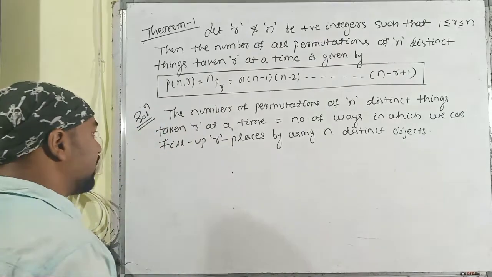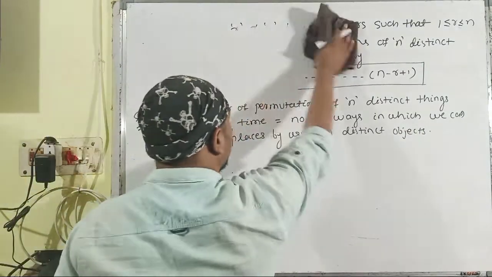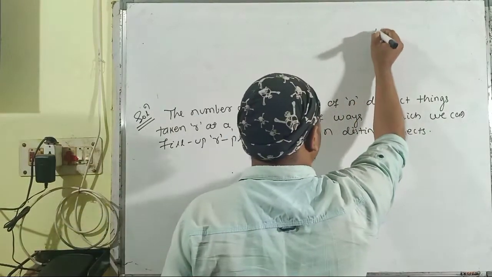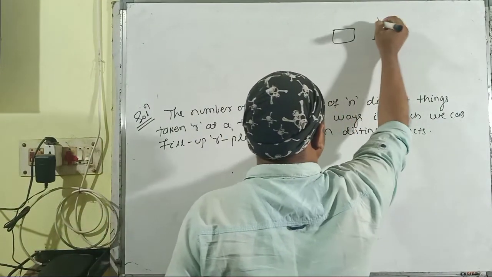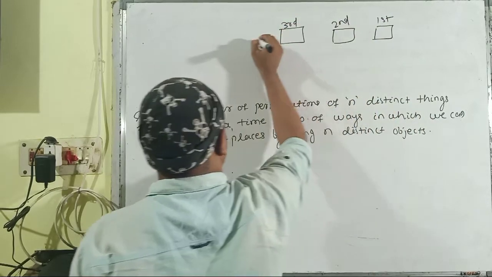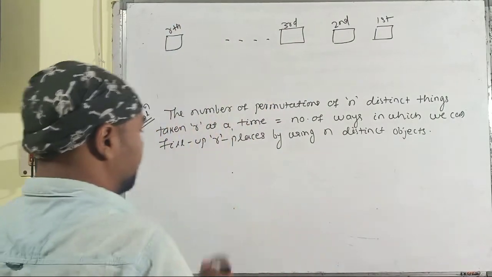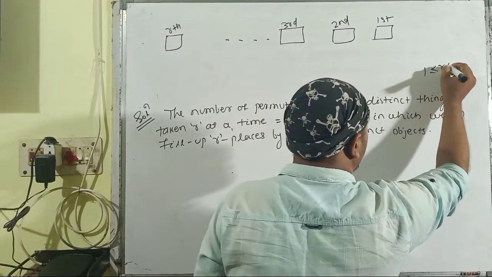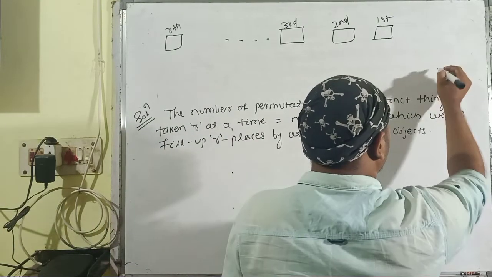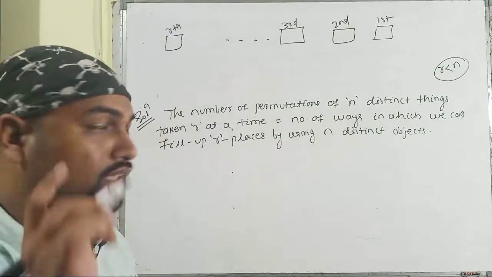That means, first of all, let us take the r places here and n objects here, and we have to fill up the r places. This is the first place, this is the second place, this is the third place, this is the rth place. As 1 ≤ r ≤ n, that means n is greater than r. Here we have to consider r is less than n.